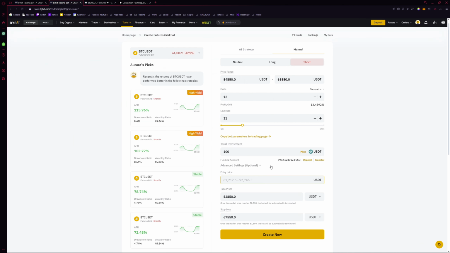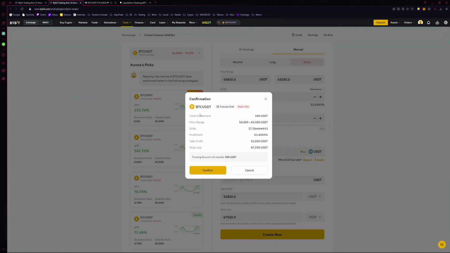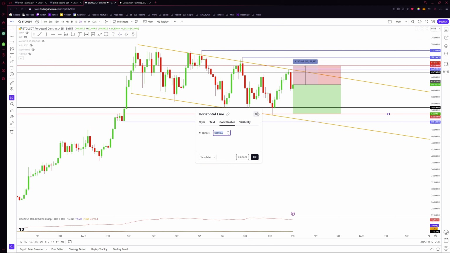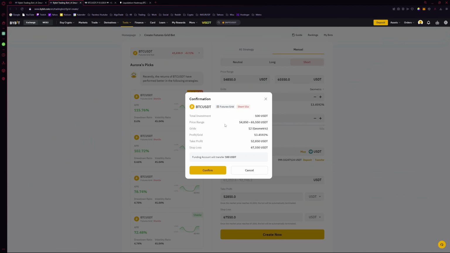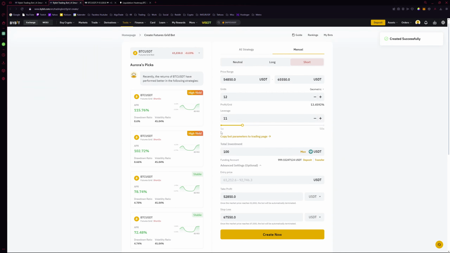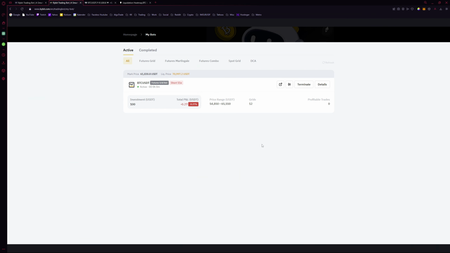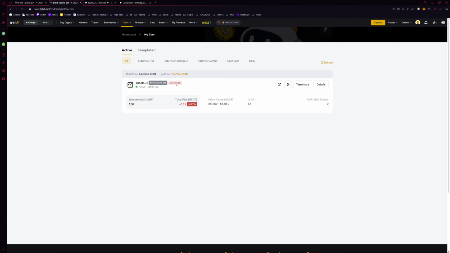We don't need an entry price since we want to start the bot right away. Again, we're going to check all the settings. $100, the range 54,850 to 65,550. It's the correct one. We have take profit $2,000 below, stop loss $2,000 above. Perfect. So we will confirm this and go ahead and start our series off with the first bot, which is a futures grid bot, a short futures grid bot on Bitcoin.